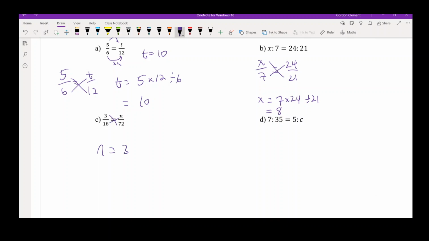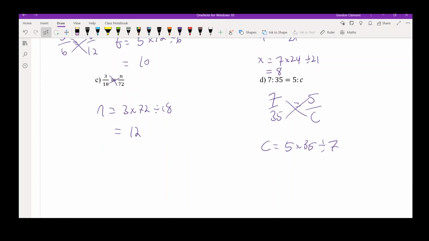In this one, the 3 and the 72 are connected. Divide by the 18 that's unconnected. I got 12 there. And last one. 5 and 35 are connected. 7's the one that's not connected to a number, so divide by the 7. And there we have it. So 25 for that one.